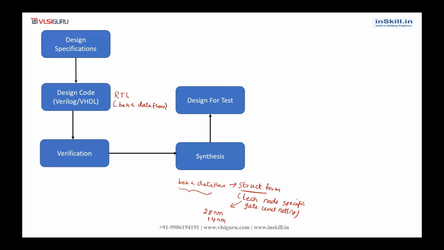So DFT is to insert test structures in the design during the pre-silicon stage to facilitate the detection of manufacturing defects in the chip. If a particular chip fails after manufacturing, we will be able to tell what manufacturing defect has caused the chip to fail. Okay. So that is what DFT is. We will discuss more about DFT in our later slides.